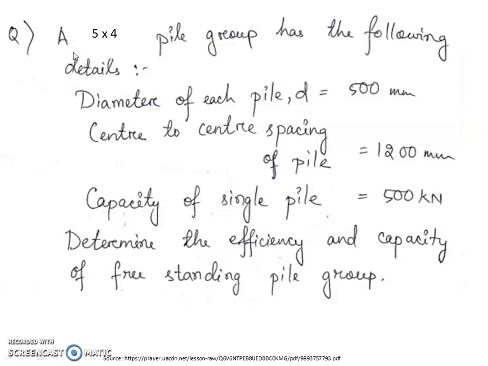So we'll solve a problem based on the same equation. A 5 by 4 pile group has the following details. Diameter of each pile is 500 mm. Center to center spacing of pile is 1200 mm. Capacity of single pile is equal to 500 kN. We need to find out the efficiency and capacity of the freestanding pile group.